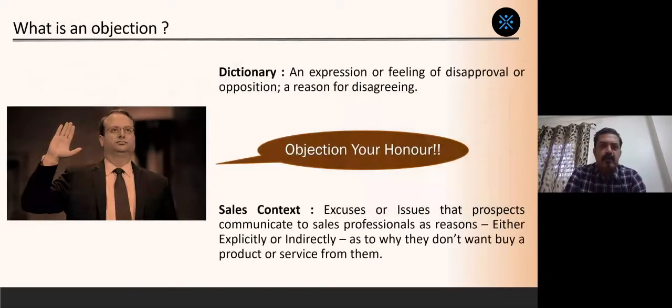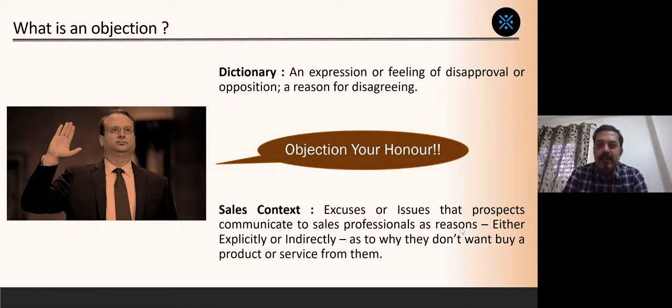To start with, let's look at the definition of an objection. As per the dictionary, it is an expression or feeling of disapproval or opposition, a reason for disagreeing. So you know, in most movies or court scenes, you would have seen "Objection, Your Honor." The lawyer raises his hand. So that's typically an objection, right?